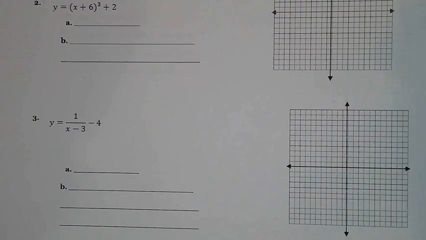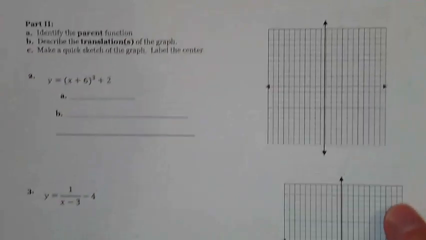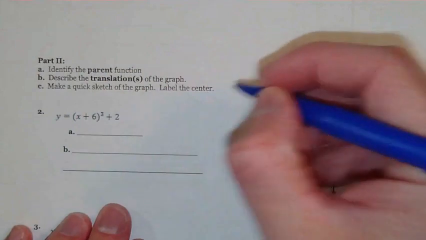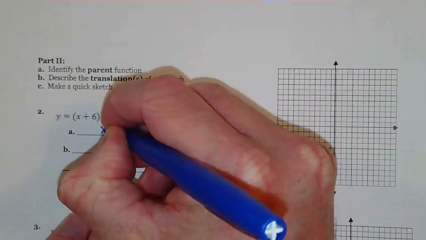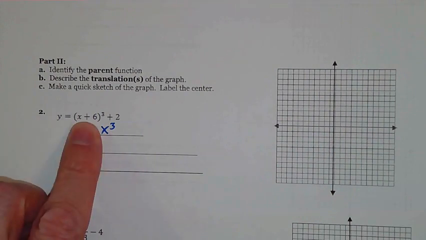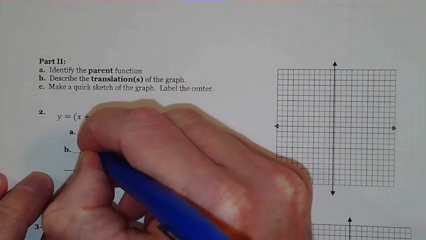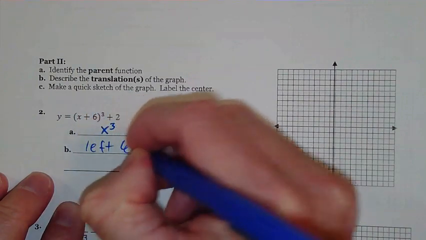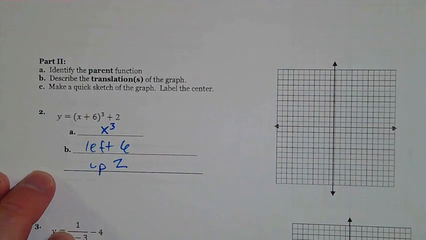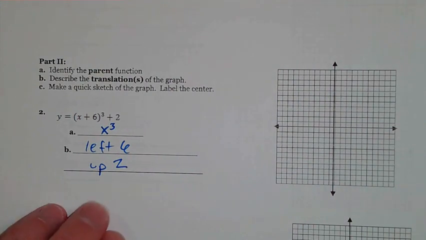I'm looking at these two. I think I'll do number 2, a cube function. And there's our parent function. We got x cubed is our parent. Translations, I've got x plus 6 inside the function. So that's going to move the graph to the left by 6. And then plus 2 outside of the function or after the function is going to move up 2.